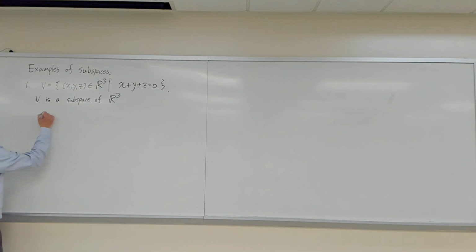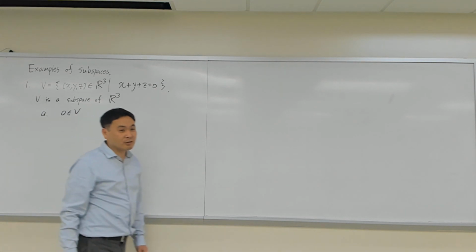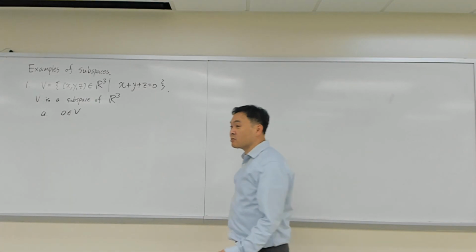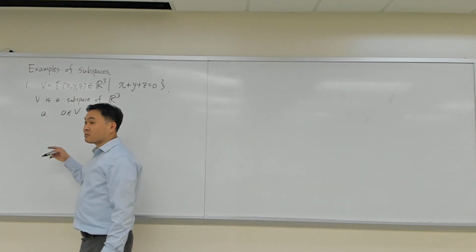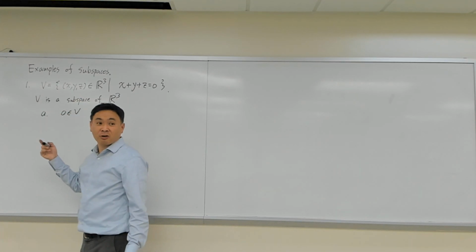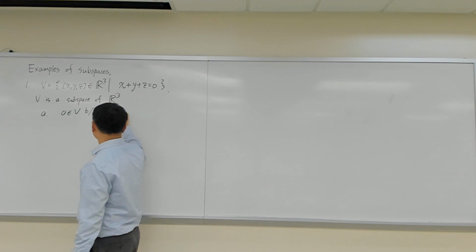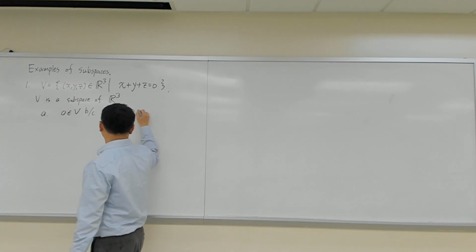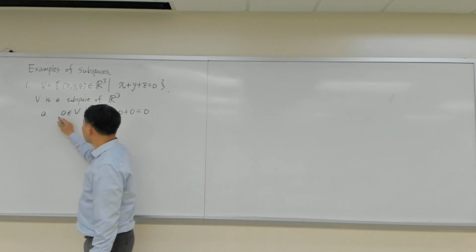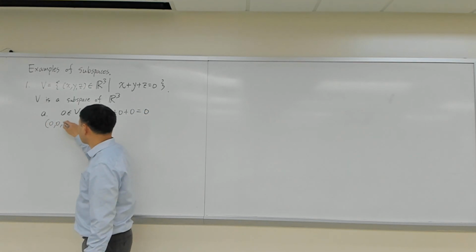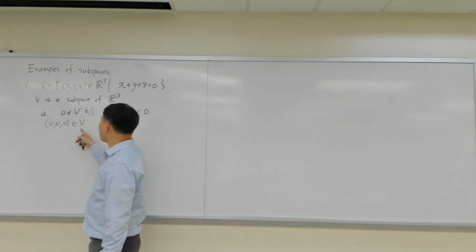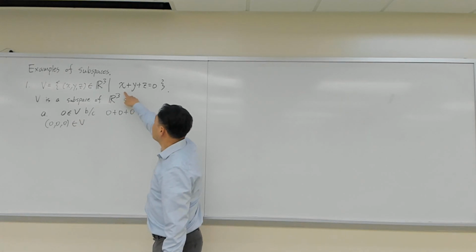So let's check three things. First, is 0 in V? How would you know? First of all, what is 0 in this context? It's (0, 0, 0). So you just have to check. This is true because 0 plus 0 plus 0 is 0. So (0, 0, 0), in this context, is in V because it does satisfy this equation.